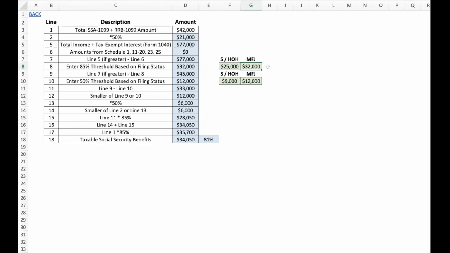In the next part of this calculation, the combined income is compared to base amounts based on filing status. With combined income below $32,000 for a married couple filing jointly, none of the Social Security income would be included in gross income. Between $32,000 and $44,000 is up to 50% included in income, and above $44,000 is up to 85% included in income. This sheet is auto-calculated, and in this case, $34,050 of the $42,000 of Social Security benefits, which is about 81%, is included in gross income. And we might see this percentage change later as we consider Roth conversions.